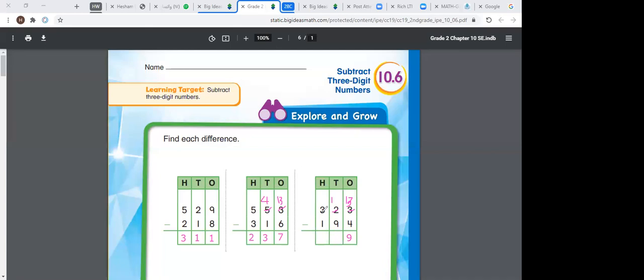Now 1 will go to 3 and borrow 1. Now 3 becomes what number? 3 becomes 2 and 1 becomes 11. 11 minus 9 equals what number? 11 minus 9 equals 2. And 2 minus 1 equals what number? 2 minus 1 equals 1. The answer equals 129.